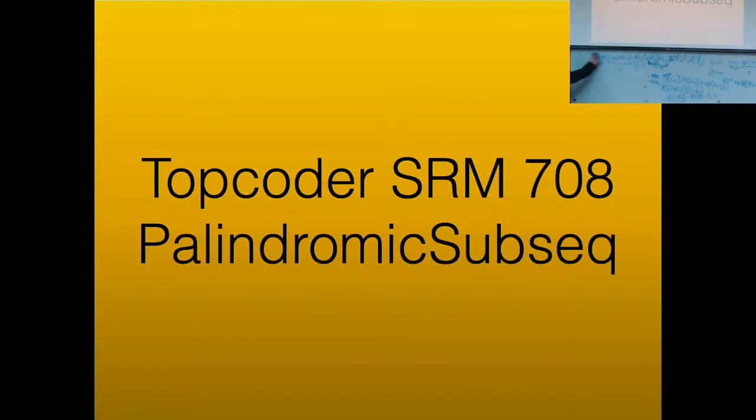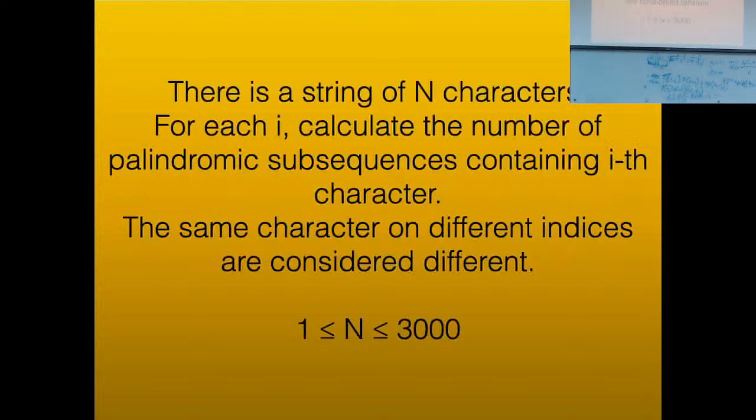Next is a problem from the further 708, palindromic subsequence. The question is, there is a string of n characters. For each i, calculate the number of palindromic subsequences containing the ith character. Two subsequences are considered different if there is an ith character that is chosen in one but not in the other. So even though the characters are the same, let's say AA, then there are palindromic subsequences, AA and AA, and these two are considered different.